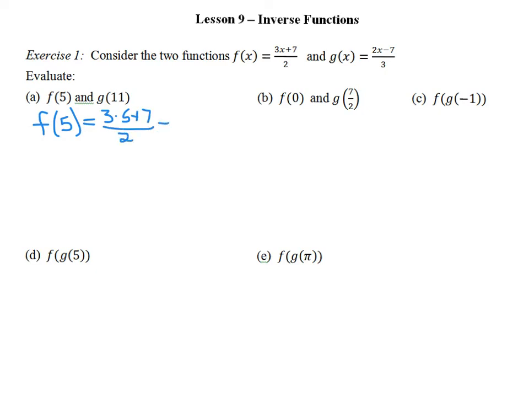Calculating that, we're going to do the numerator first. So 3 times 5 is 15. 15 plus 7 is 22. 22 divided by 2 gives me an answer of 11.